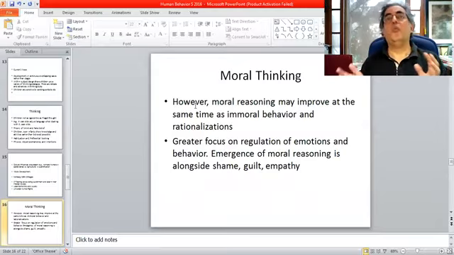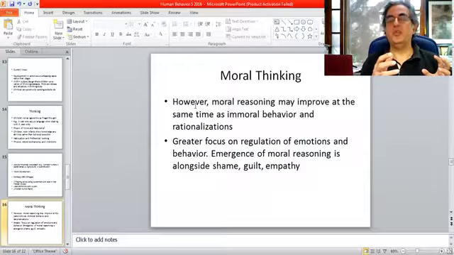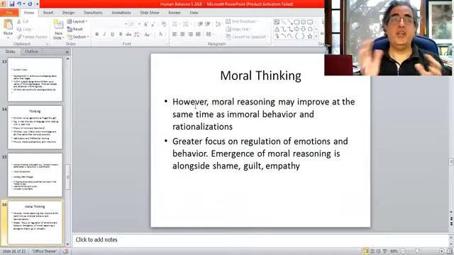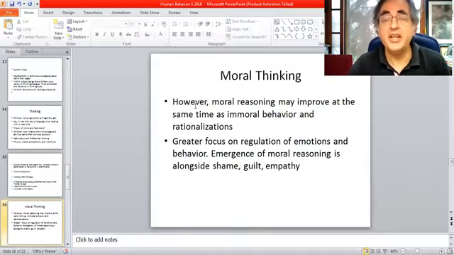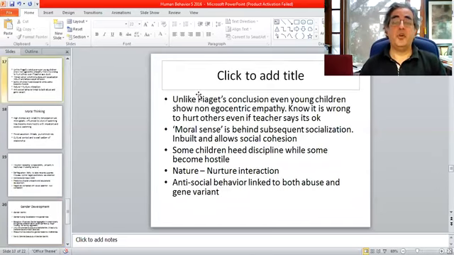So what explains moral behavior is not just your ability to think about moral questions, but also what emotion they make you feel, whether they make you feel empathy or shame or guilt. And that will then explain the overall pattern of behavior in a much more effective way than the simple development of moral thinking.